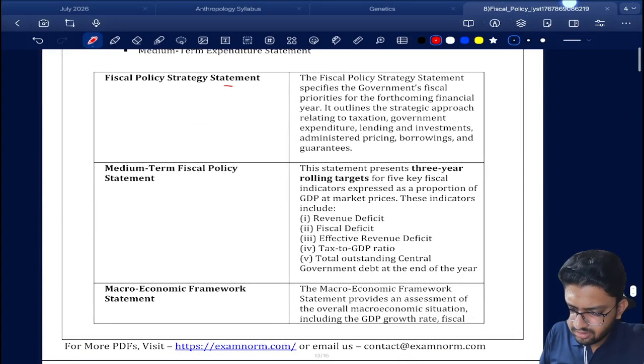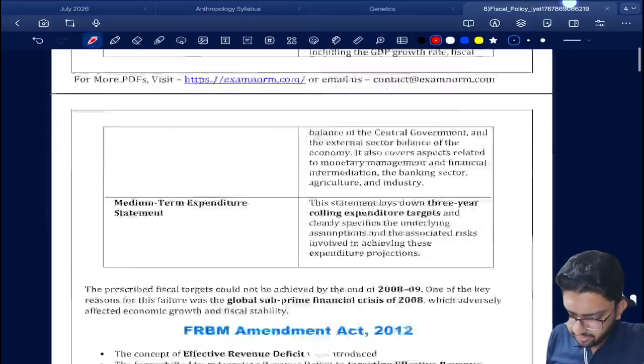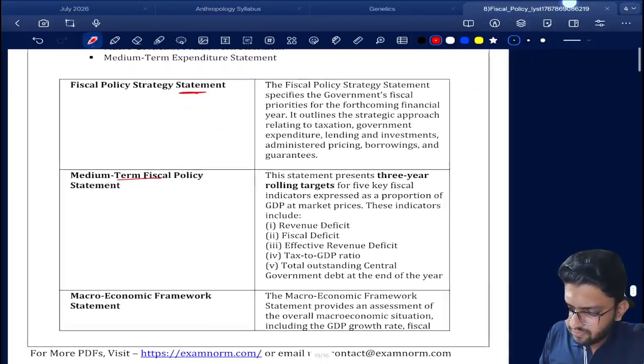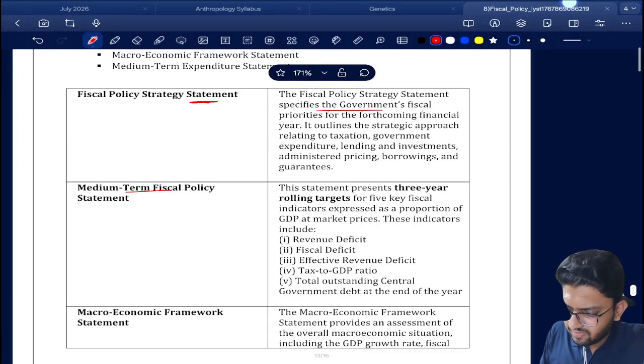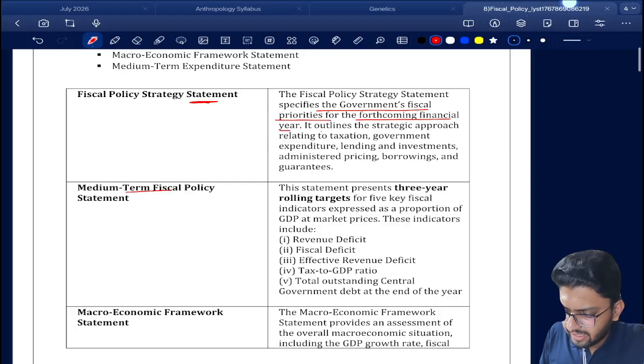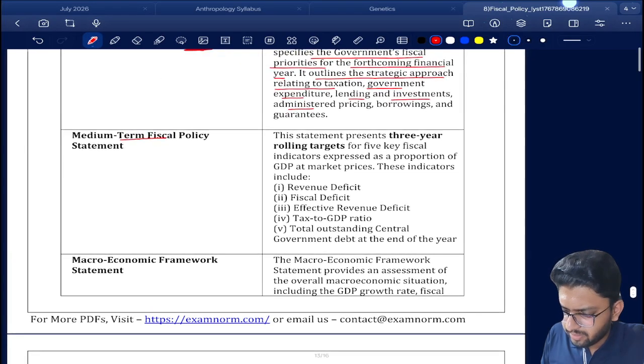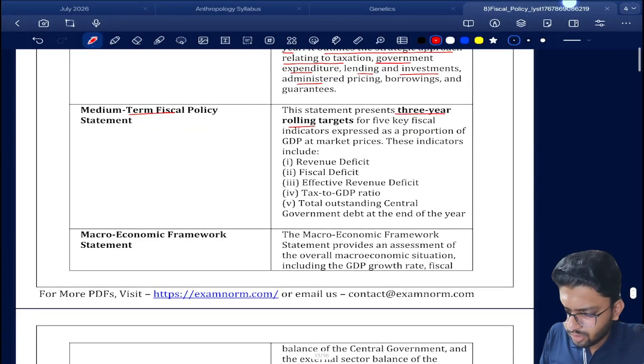Fiscal policy strategy statement, medium term fiscal policy statement, macroeconomic framework statement. Let us see. The fiscal policy strategy statement specifies the government's fiscal priorities for the forthcoming financial year. It outlines the strategic approach relating to taxation, government expenditure, lending and investments. Okay, this statement represents 3-year rolling targets for 5 key fiscal indicators expressed as a proportion of GDP at market prices.